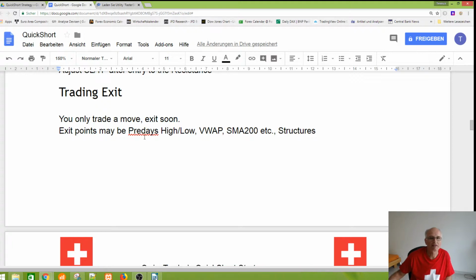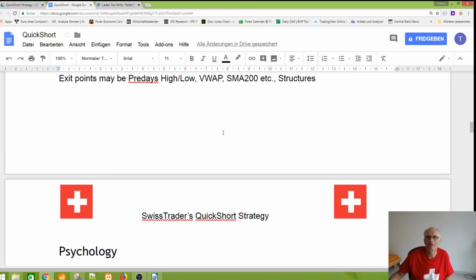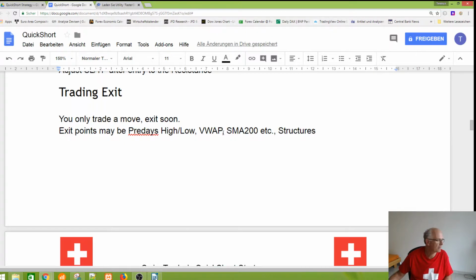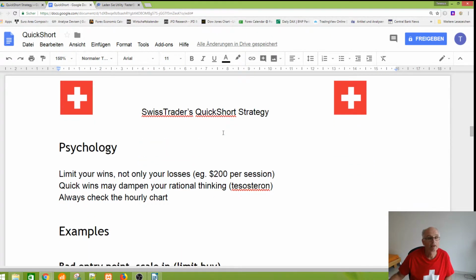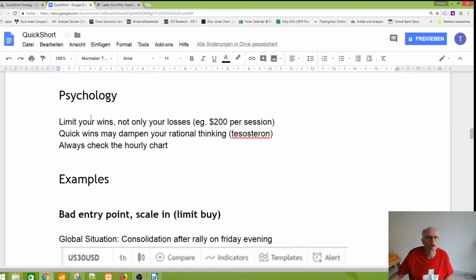The exit points may be the previous day's high and low, the VWAP, or SMA structures. You will find them when you trade. And don't forget the psychology: limit your wins, not only your losses.